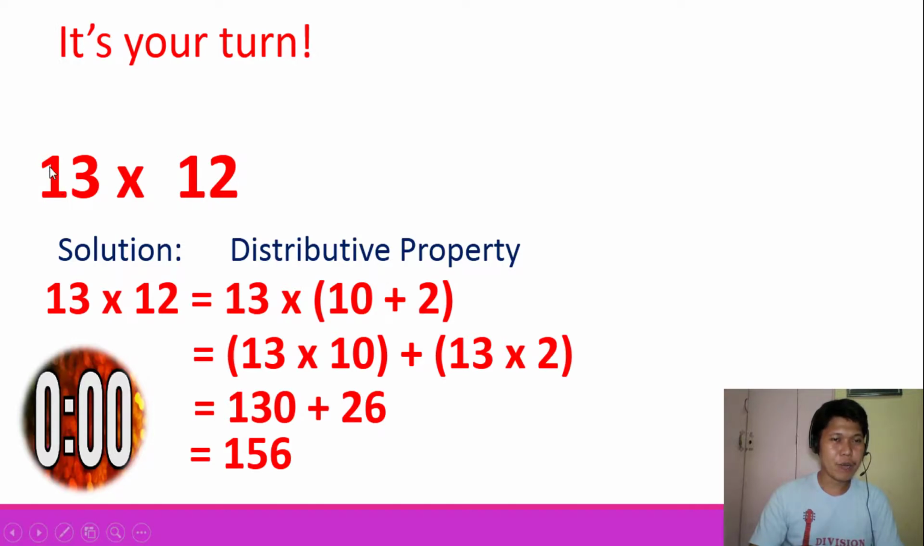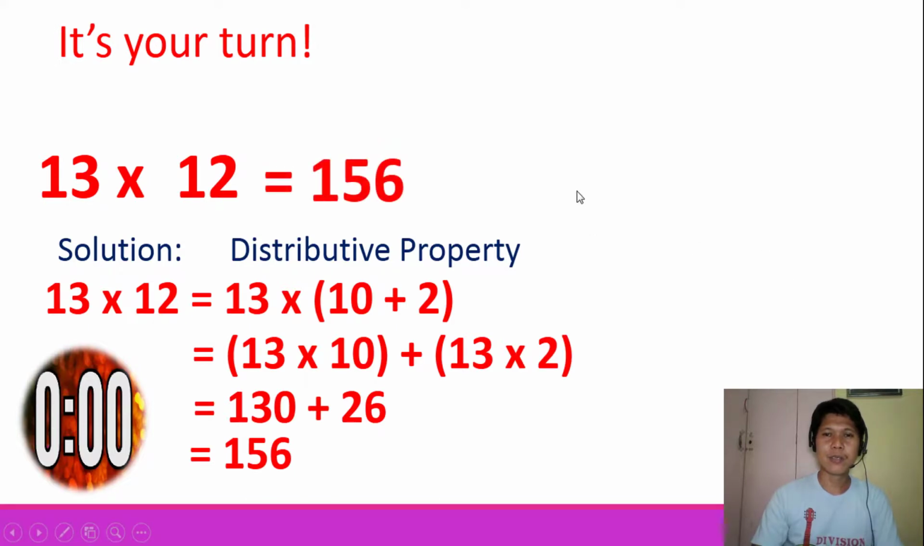The value of 1 is 10, so 10 times 12 is 120, and then 3 times 12 is 36. So 120 plus 36 is the same, 156.